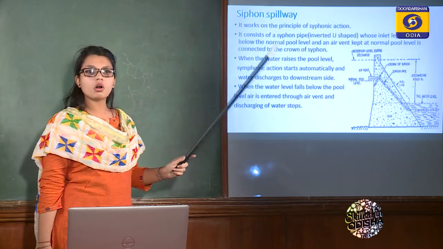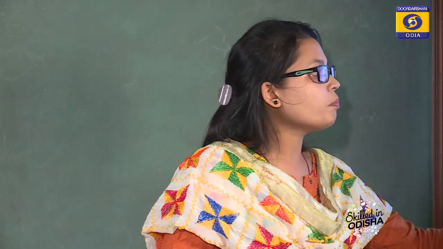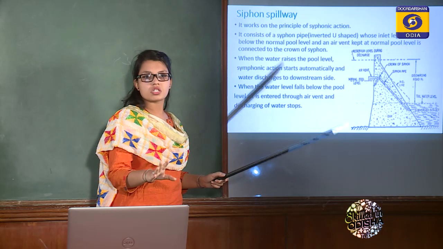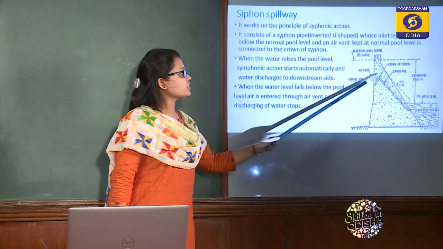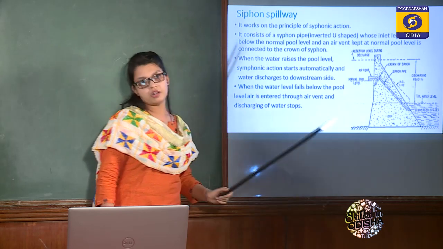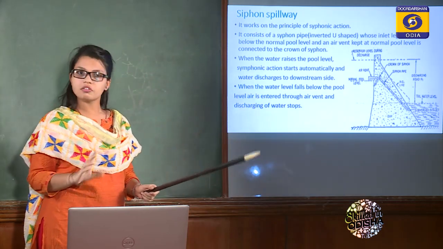So basically, the water flowing through this siphon pipe is due to two reasons. One is the differential pressure or the pressure difference, and another, after it reaches the top point, it will flow to the downstream end due to gravity. So due to gravitational force also.